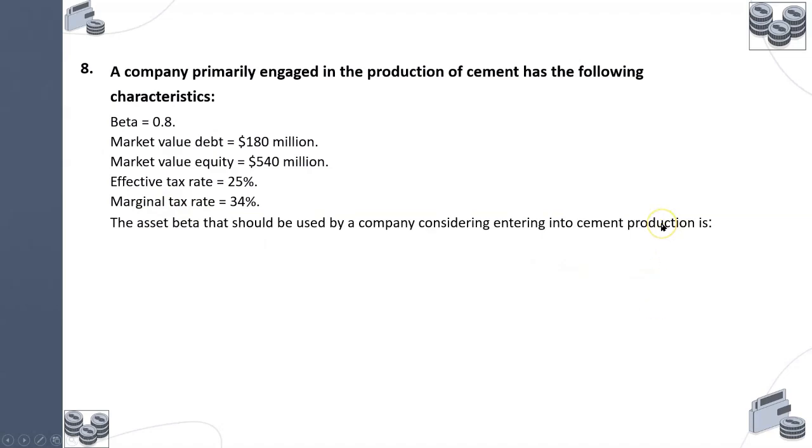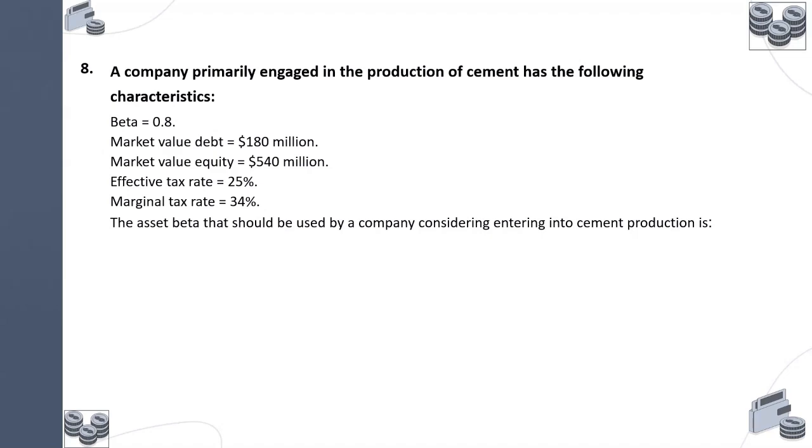The question is: the asset beta that should be used by a company considering entering into cement production is? What is meant by asset beta? We know beta, but what is meant by asset? When we calculate beta, the capital structure of the company, that is the level of debt and equity, affects the risk. The more debt we have in our capital structure, the higher the risk. So equity holders will ask for more return to compensate them for this risk. Hence, the weighted average cost of capital will be higher.